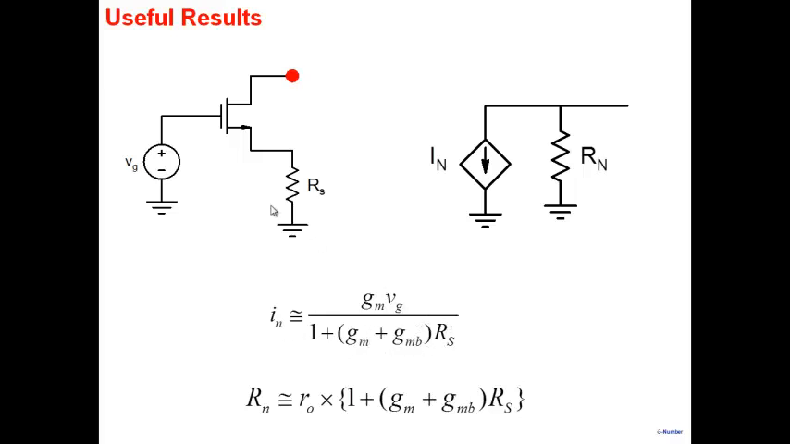Okay. And the same result applies for a PMOS as well. Although I'm deriving it for NMOS, note that the small signal model of an NMOS is the same as PMOS, and all the results are the same. And the Norton's resistance, which is the resistance looking from here, is R0 times 1 plus GMB RS here. Okay, so that's one useful result.